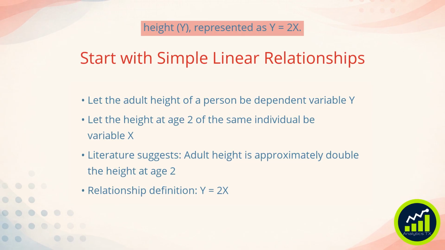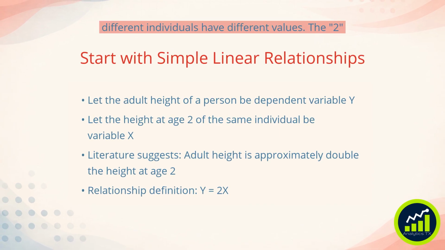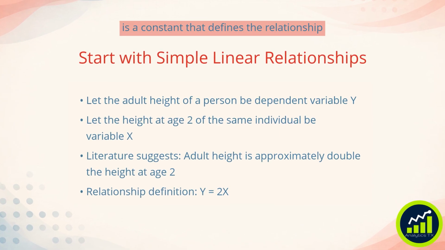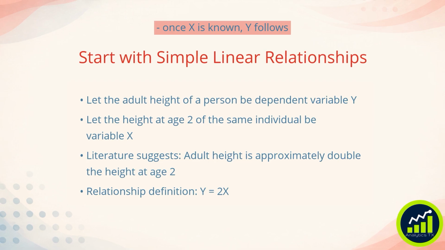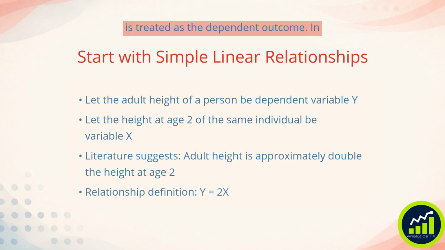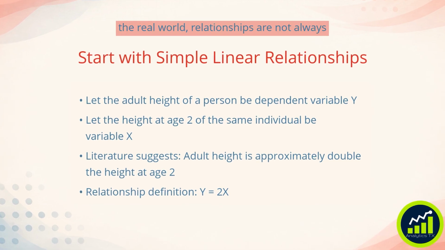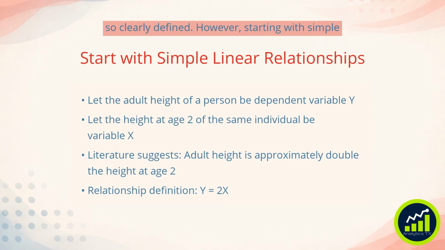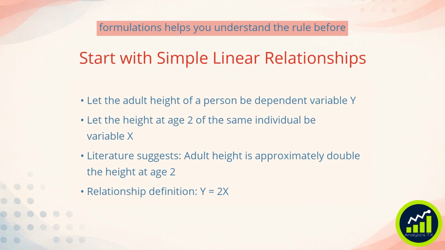y equals 2x. Here, x and y are variables because different individuals have different values. The 2 is a constant that defines the relationship in this example. Interpreting it is straightforward. Once x is known, y follows from the stated rule, and adult height is treated as the dependent outcome. In the real world, relationships are not always so clearly defined. However, starting with simple formulations helps you understand the rule before accounting for real-world variation.